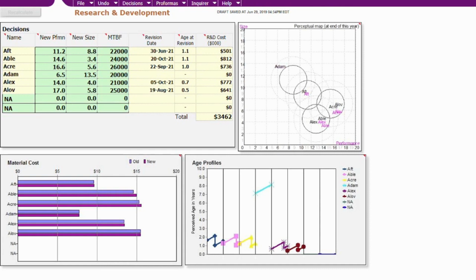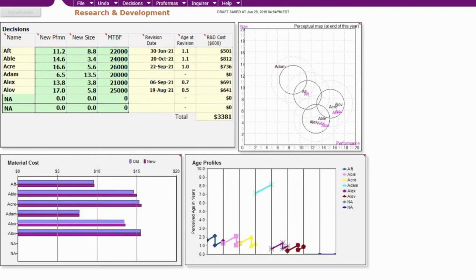For Alex, a product under the elite segment, we thought providing it with a performance of 13.8, size of 3.8, and maintain mean time before failure of 21,000 will make it efficient. We are estimating to have a new design on the market by September 2021.